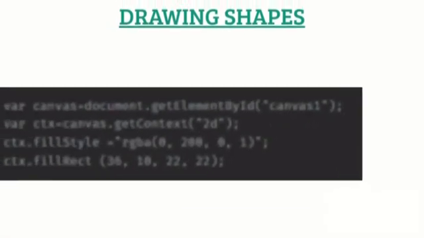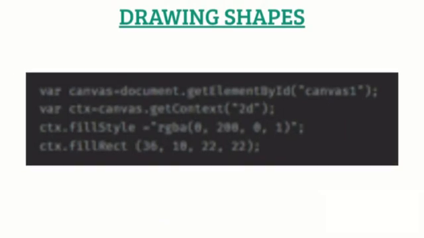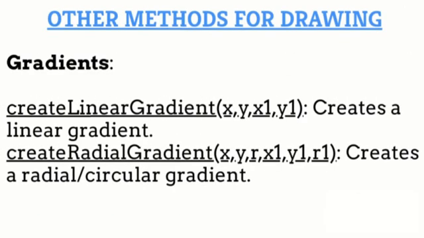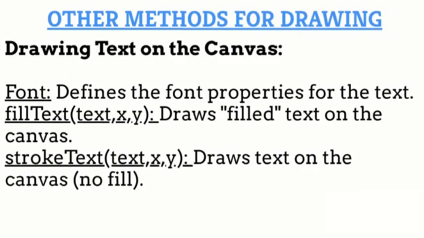The fillStyle property is used to set a color, gradient, or pattern to fill the drawing. Using this property allows you to draw a green filled rectangle. The canvas supports various other methods for drawing. Draw a line. Draw a circle. Gradients. Drawing text on the canvas.